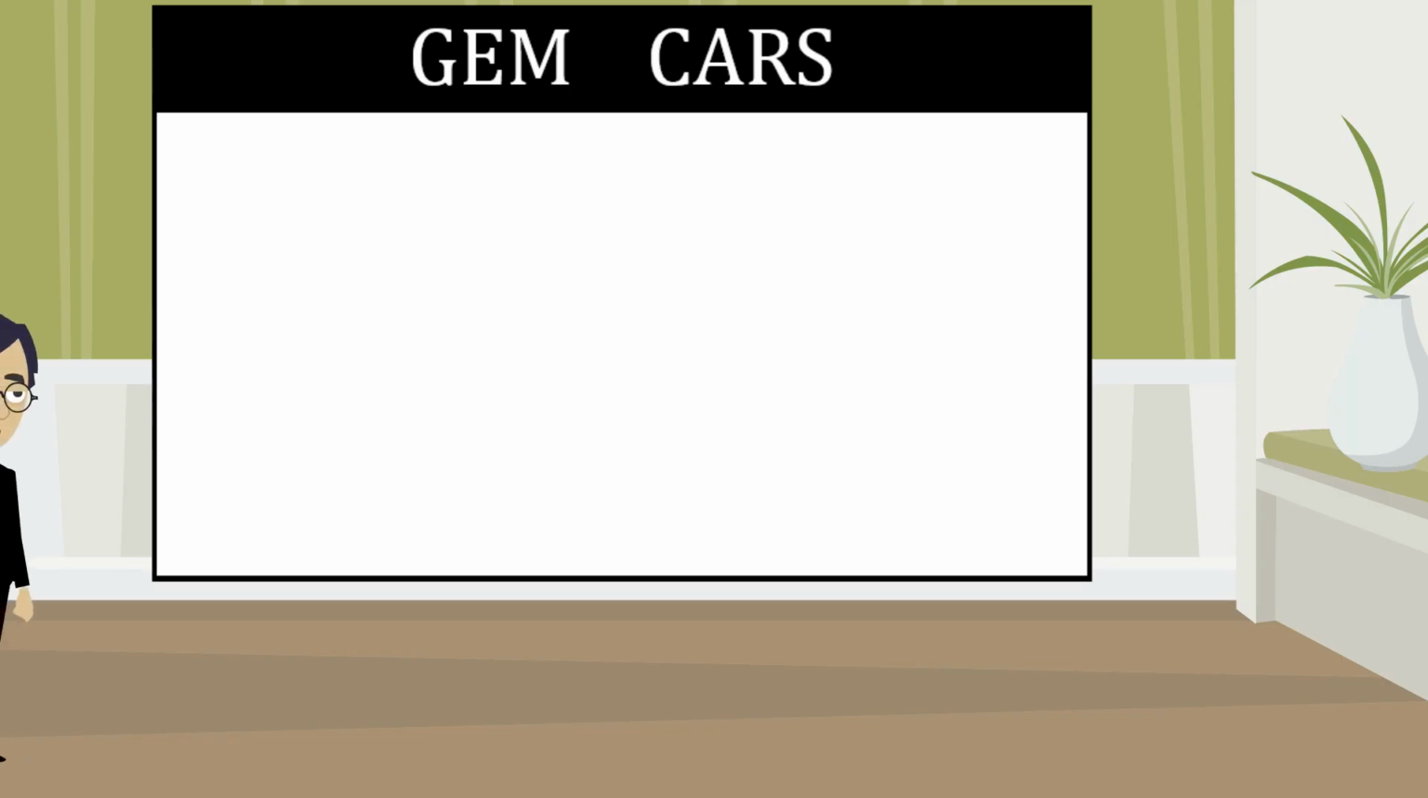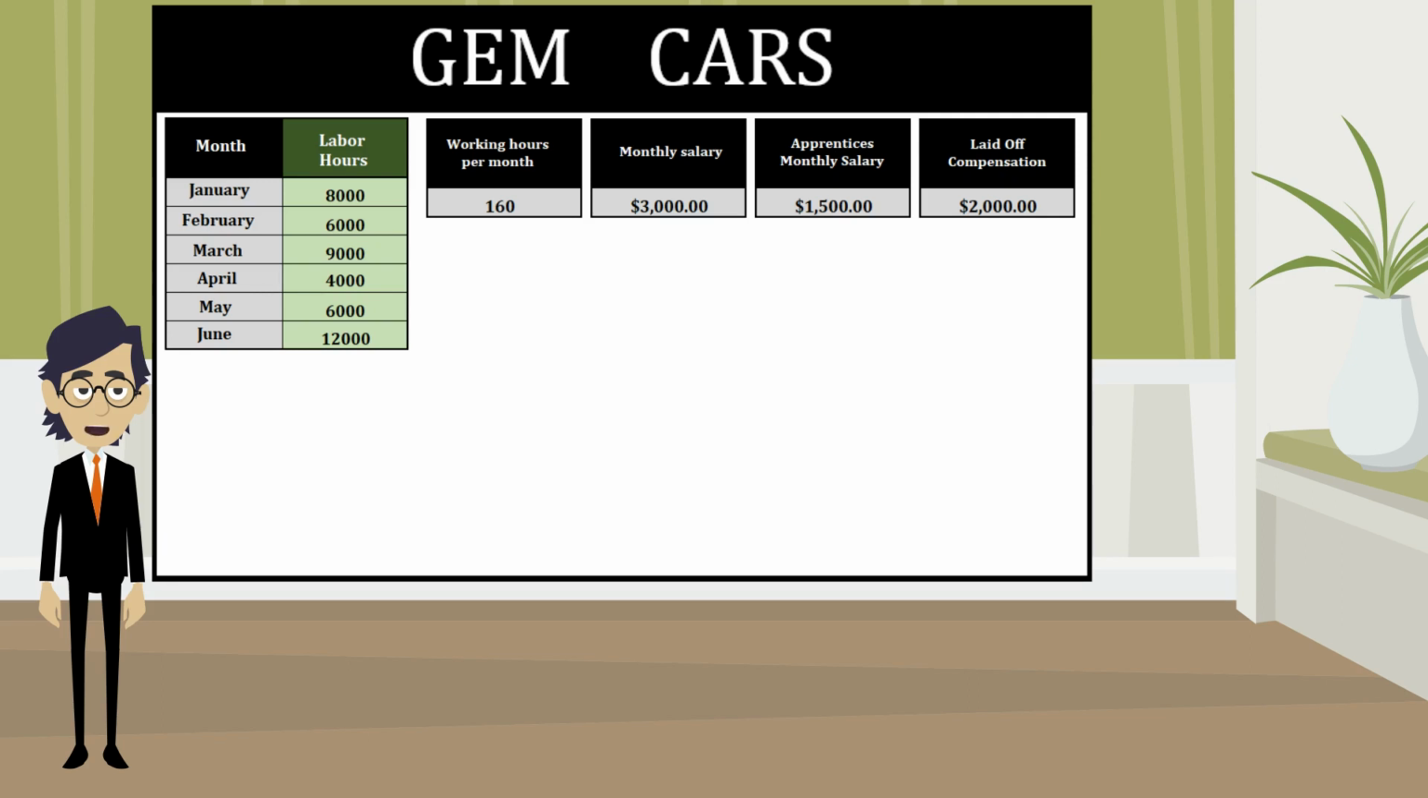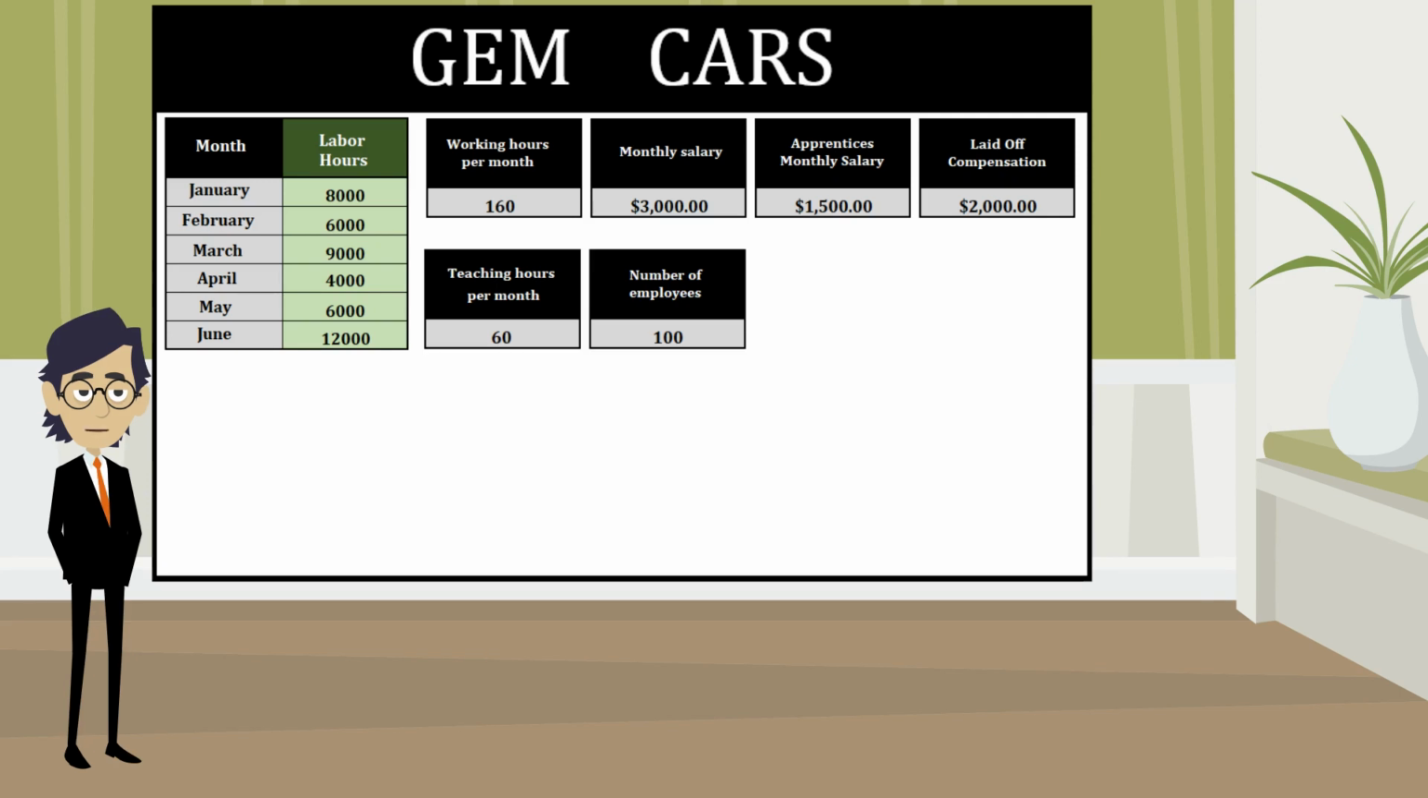Good. Here we are. This is the quantity of labor hours we need for the following 6 months. Each employee works 160 hours per month and is paid a salary of $3,000. The new employees during training are paid $1,500. The employees that are laid off by the company receive a compensation of $2,000. If one of our employees is responsible for training the new personnel, he must dedicate 60 hours of his time to teaching, and he will be in charge of 3 apprentices. Currently we have 100 employees.